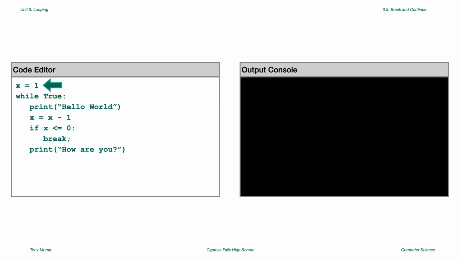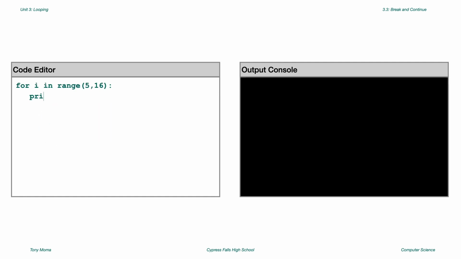We start with the first line where we declare x and set it equal to 1. Next, we start our while loop. We see the condition is already set to true, so we go inside the body. We print hello world. We decrease x by 1. Then we go to our if statement. It states if x is less than or equal to 0, this will be true since x was initially 1 and we decreased it by 1 in line 4. So since the if condition is true, we'll go on to the break statement, which tells us to terminate the while loop. It tells us to exit the while loop early. And thus the print how are you statement does not get executed.